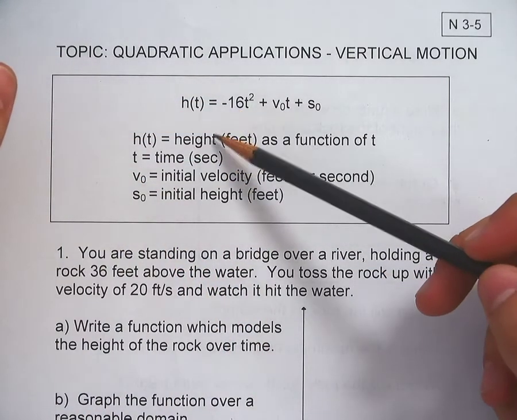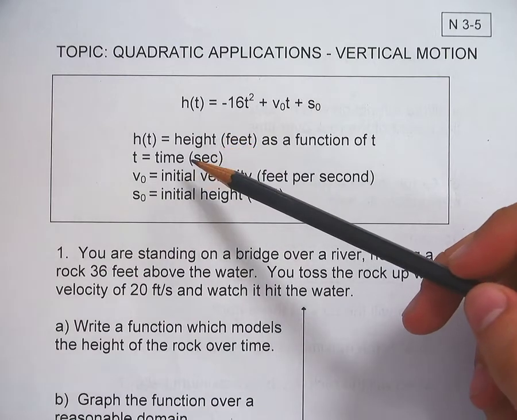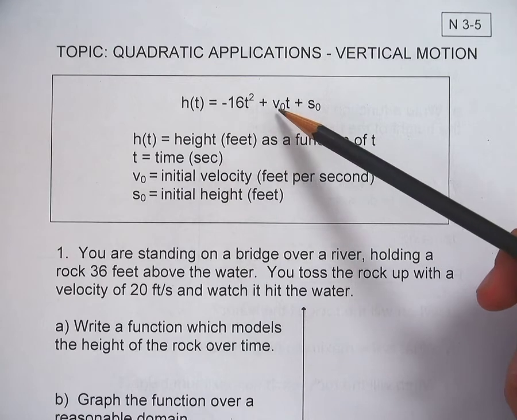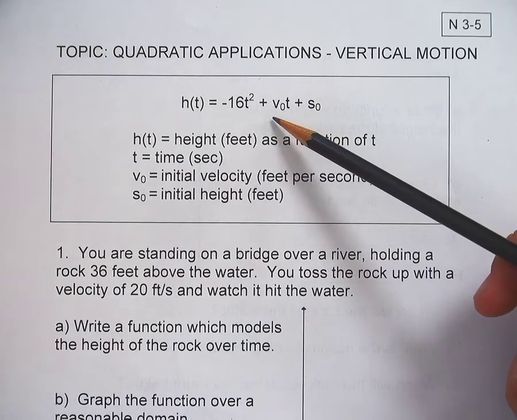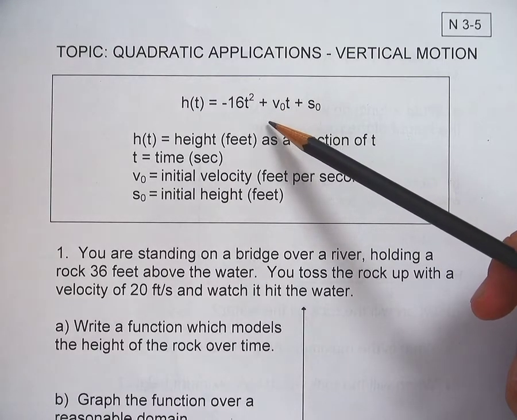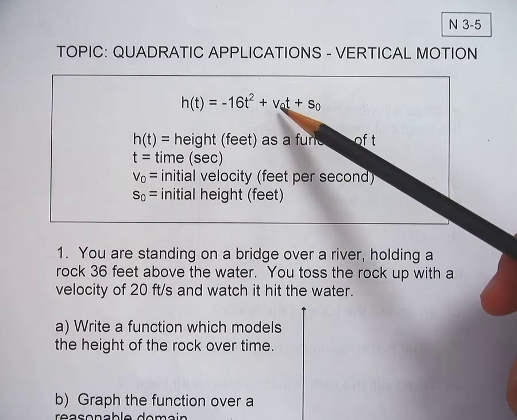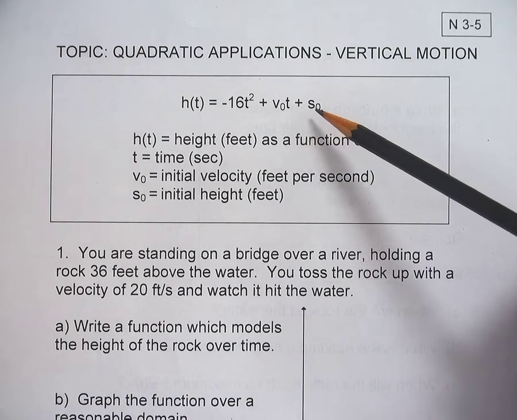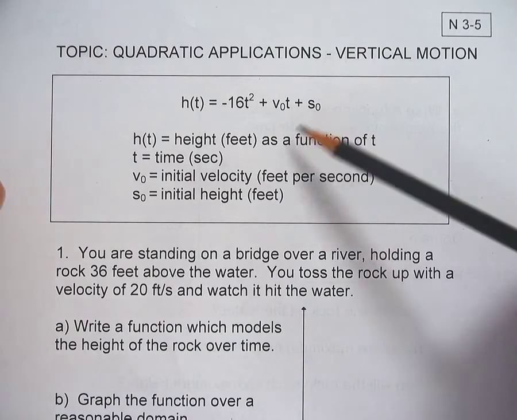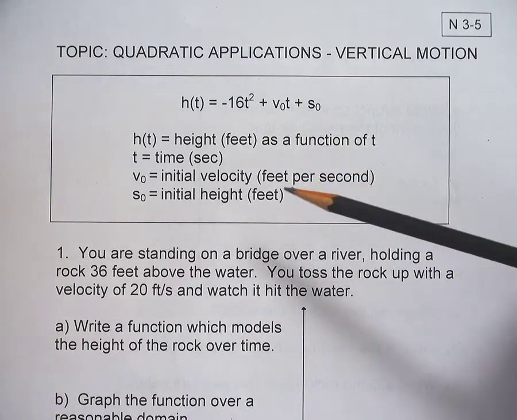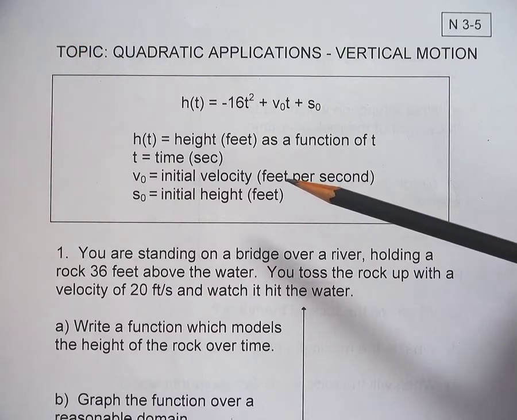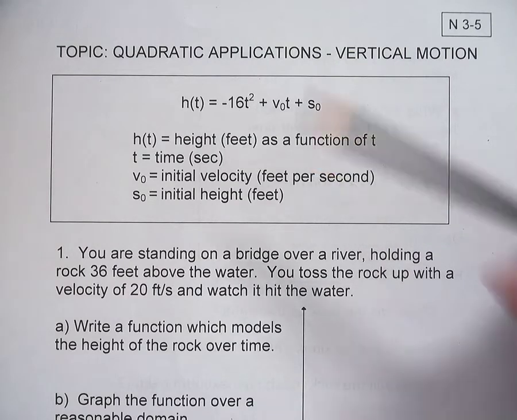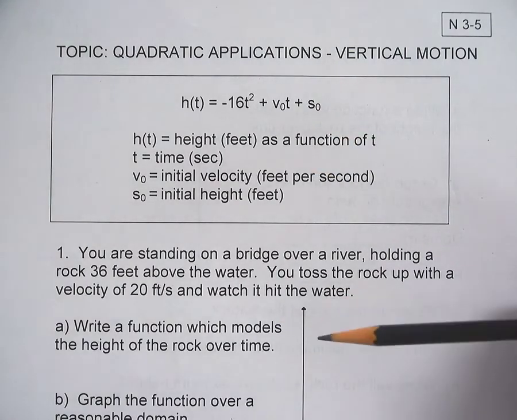H of t is the height of something. T is time in seconds. V is the initial velocity. So if you throw something or if you hit a ball or whatever it is, the initial velocity that it takes off with just goes right in here for V of 0. And S of 0, rather, is the initial height. So think about it, if you're hitting a baseball and you hit the ball 3 feet above the ground when it's being pitched to you, then 3 would go into here, the initial height of the ball. You know, all that kind of stuff.